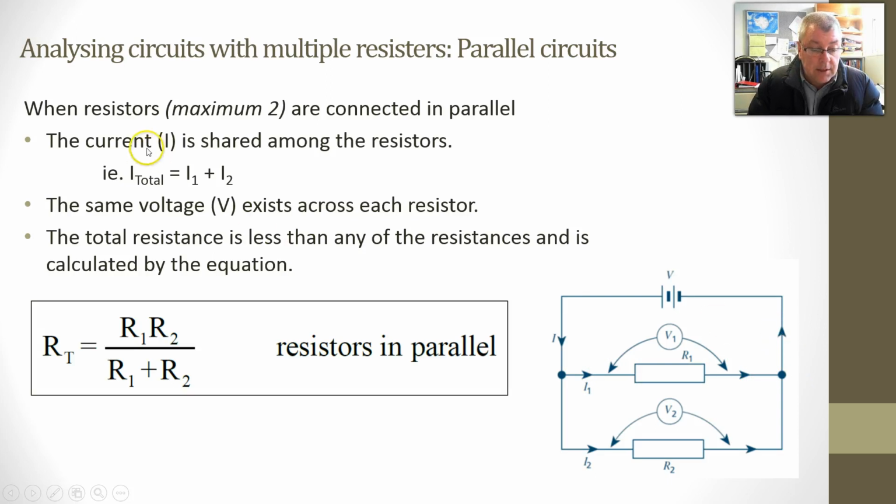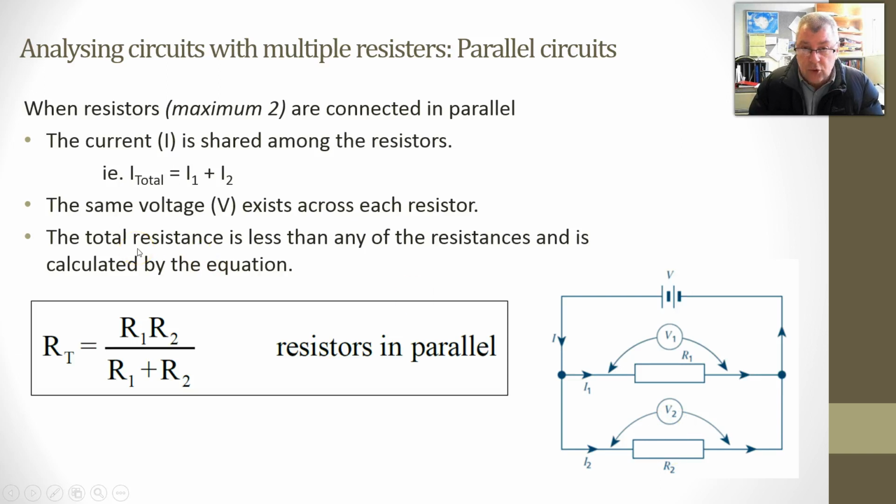Alright, but then when it recombines over here in the circuit, it is back to its original value. And so we can say that the total current in this circuit is equal to the current going through resistor 1 plus the current going through resistor 2. So if we can work out those two, we can work out the total current in the circuit. Now the same voltage exists across each resistor. So if this was a 9-volt battery, for example, we would measure 9 volts across this resistor and 9 volts across this resistor, and that's different from the series circuit.